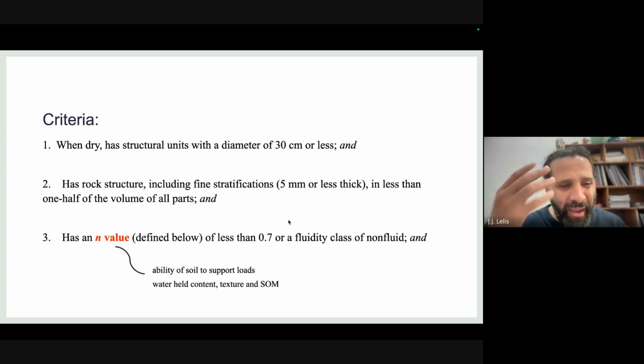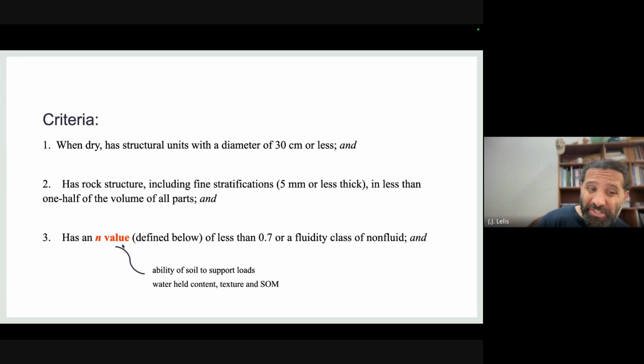And what the hell is that, right? This N value is one kind of lab analysis that people run to measure the ability of soil to support loads. Okay, and we also have some influence of water, the texture and the soil organic matter. So this N value is modified by the water, the texture and the soil organic matter. But of course, we consider that at lab conditions, we can measure everything and be sure about the N value. We usually don't measure this, at least in Brazil.